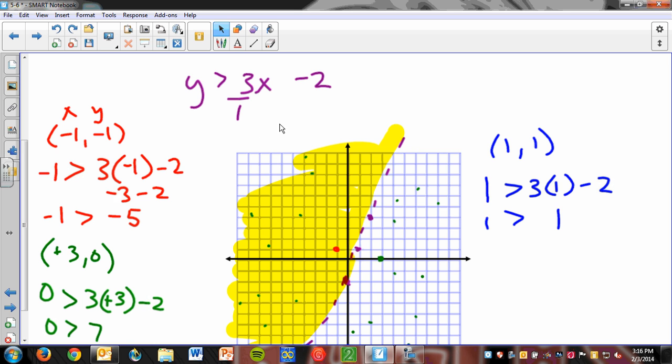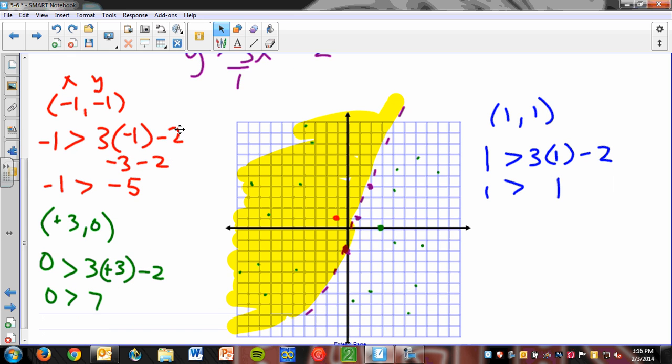Okay, now we're ready to shade. This says greater than, which means above the line. So find your y-intercept, shade above it. And so anything above this line is shaded.